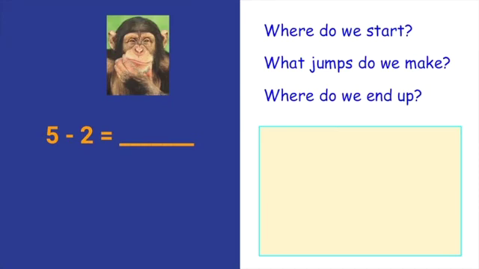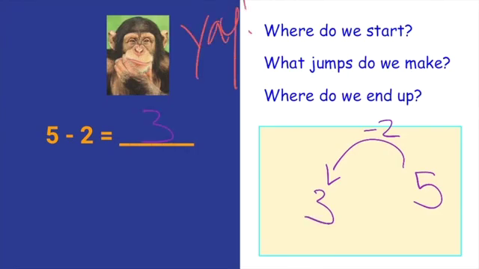5, take away 2. Where do I start? I start at 5. What jumps do I make? I take a hop back of 2. Where do I end up? 3. Yay. Good review, guys.